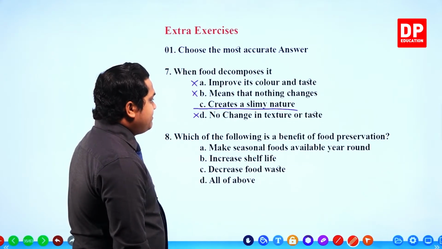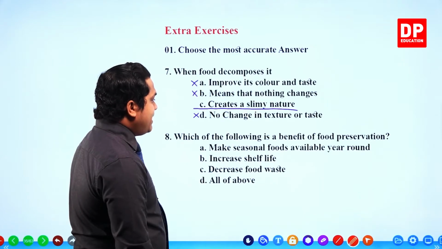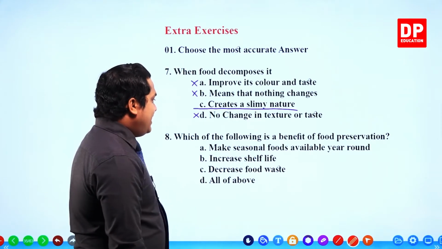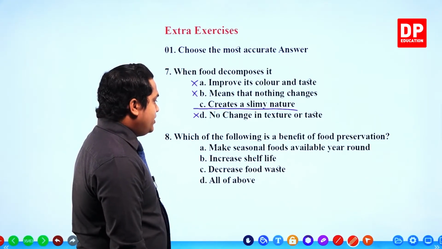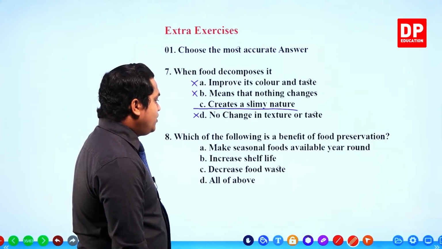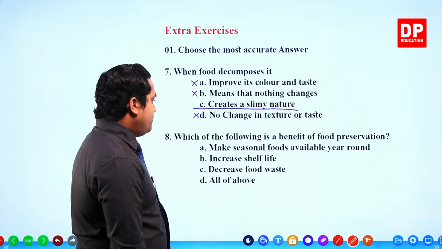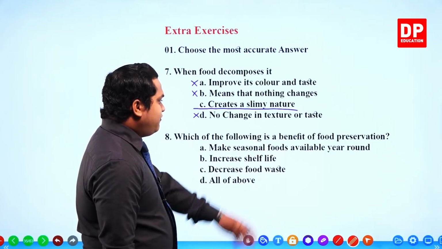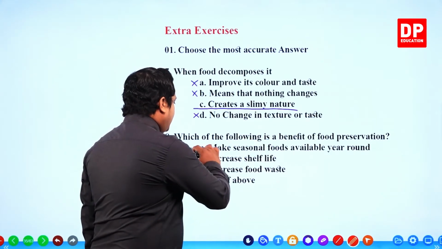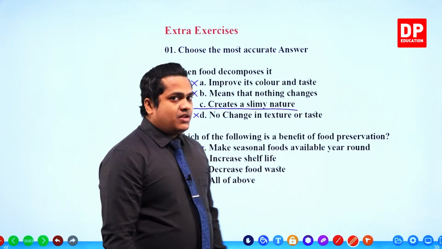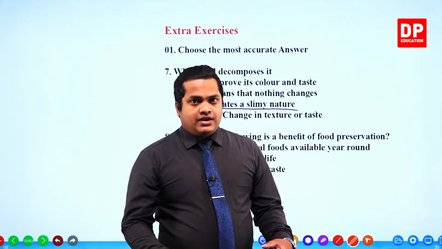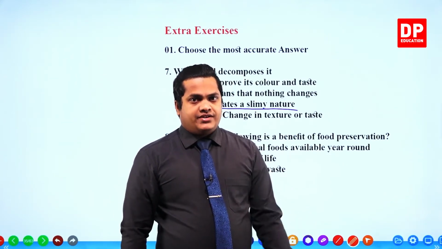Which of the following is a benefit of food preservation? Benefit means it should be an advantage. Make seasonal foods available year-round, increase shelf life, decrease food waste, all of the above. So, the advantages or benefits: make seasonal foods available year-round. Correct. That's what we mean by consumption in off-season, right? Year-round we can eat the food item.